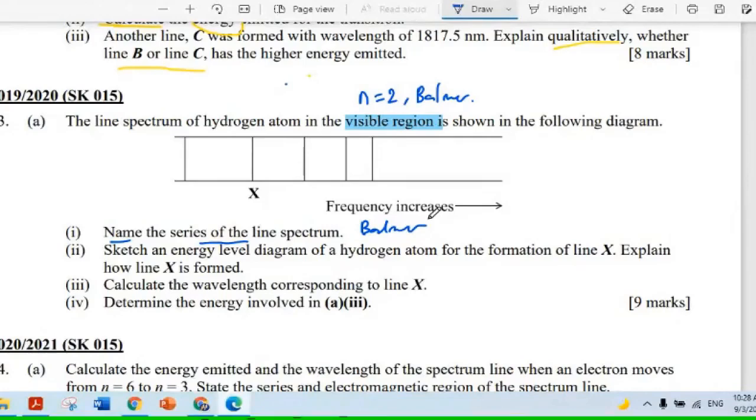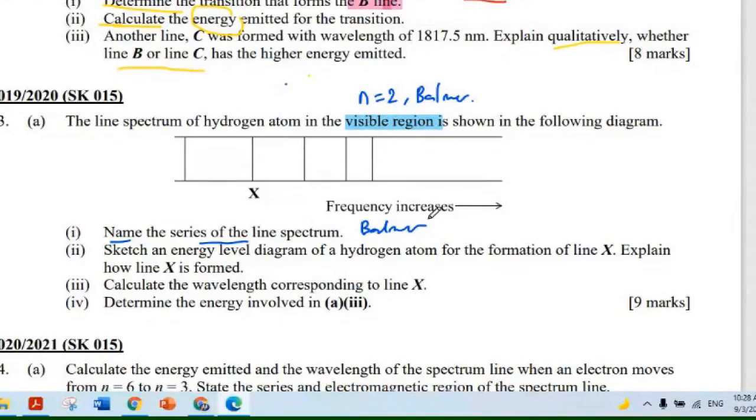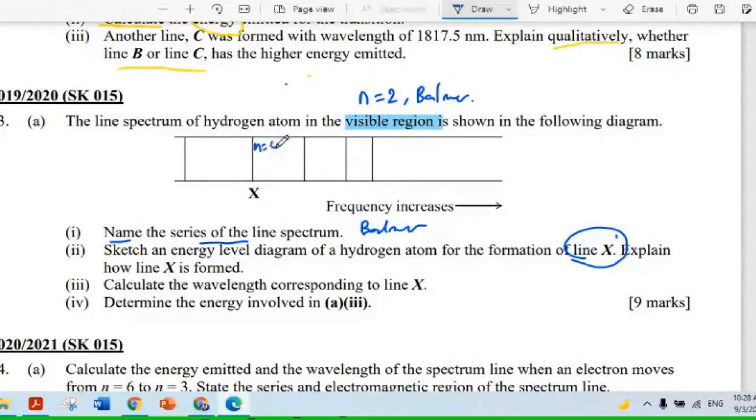Then second question. Sketch an energy level diagram of a hydrogen atom for the formation of line X. Explain how line X is formed. Line X is the second line of the Balmer series from the transition of n equals to 4 to n equals to 2. Yes, very good. Please take note, the first line is n equals to 3 to n equals to 2. Okay, very good. So you get the answer.